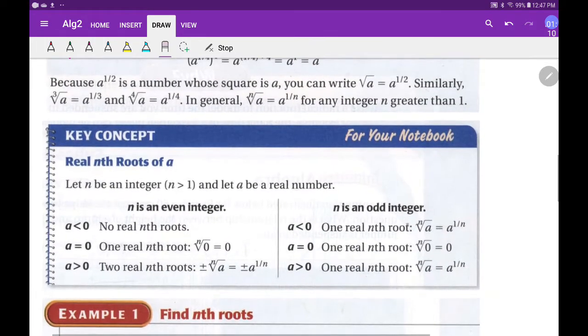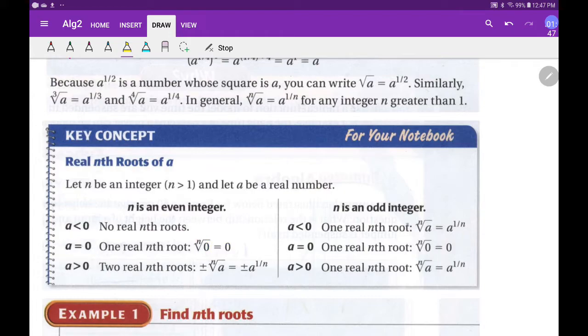It's different when n is even. When n is even and a is less than 0, if it's negative, there's not going to be any real roots for a negative number. Just think to yourself, if you took the square root of -4, you'd say there's no real roots. I know, of course, that I can say 2i, but that's not real, is it? Okay, so if it's less than 0, not going to happen. If it is 0, there's no problem there. I can take whatever root you want. It'll just be 0.